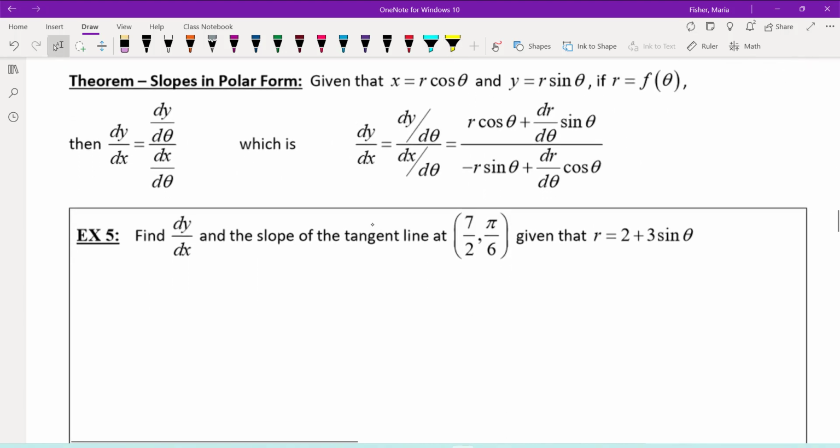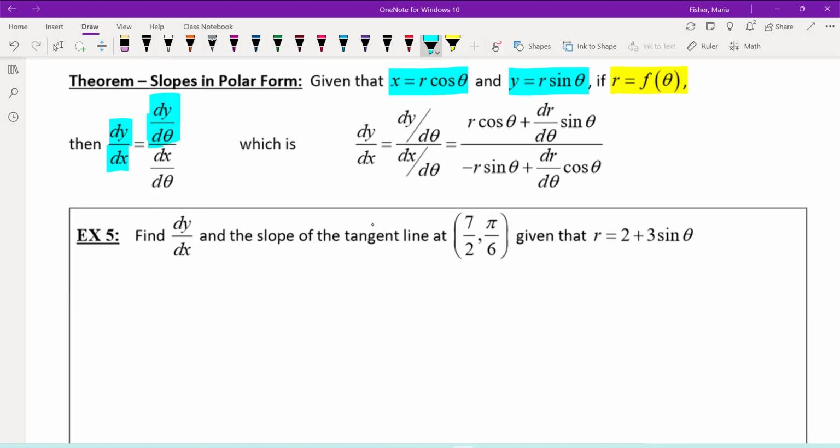So now that we've reviewed how to convert from polar to rectangular and from rectangular to polar, let's look at how to find the derivative dy/dx if I'm given some polar function. So if I'm given a polar function, where r is equal to some function of theta, since we know that x is equal to r cosine of theta and y is equal to r sine of theta, dy/dx can be represented by, just like it was in parametric equations, dy/d theta over dx/d theta.